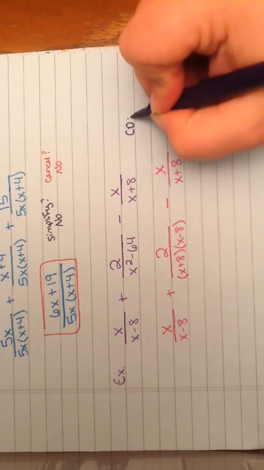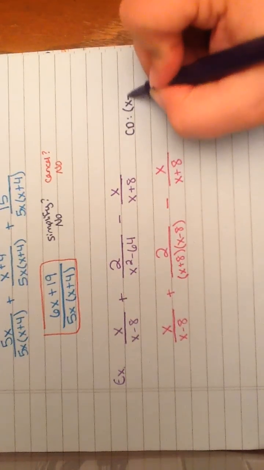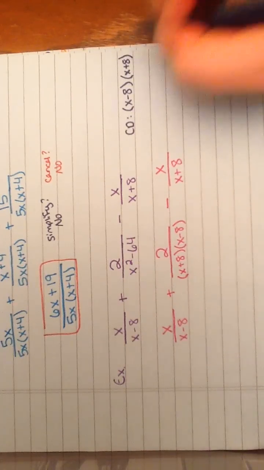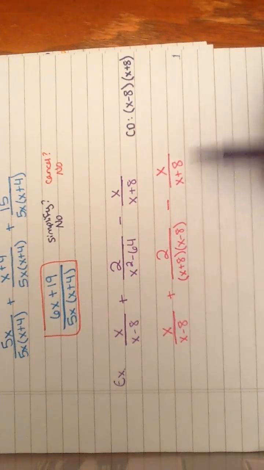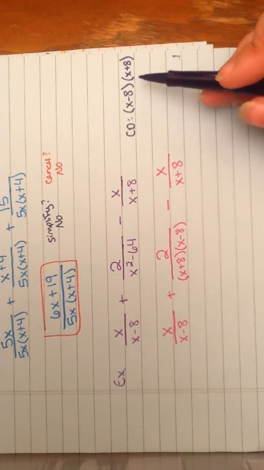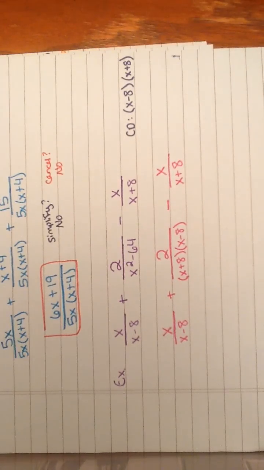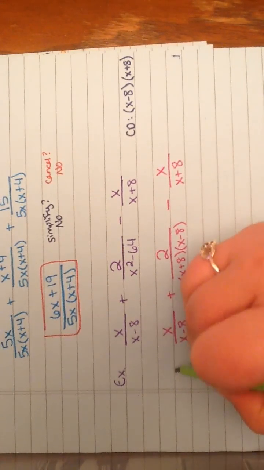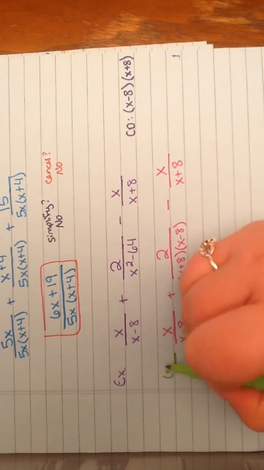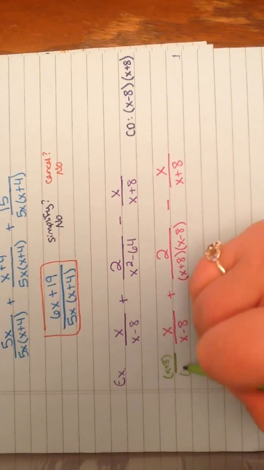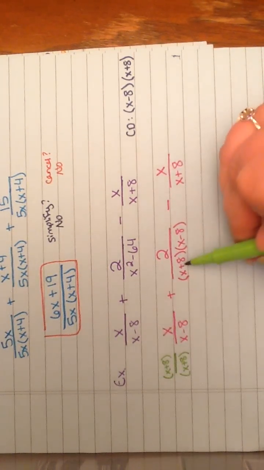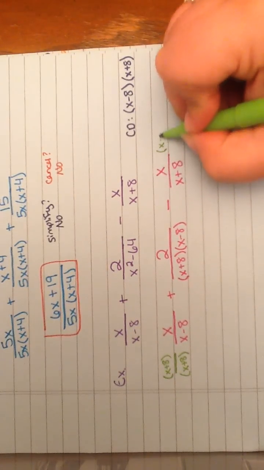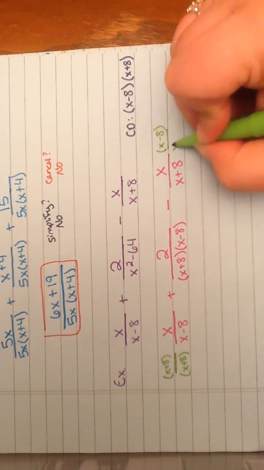What is our common denominator? For my first fraction, I have x minus 8. For my second fraction, the new information is x plus 8. And for my last fraction, I have an x plus 8, which I already have, so no new information. So what pieces are we missing? Well, from this fraction, I'm missing an x plus 8. From this middle fraction, I'm not missing any information. And from this last one, I'm missing an x minus 8.